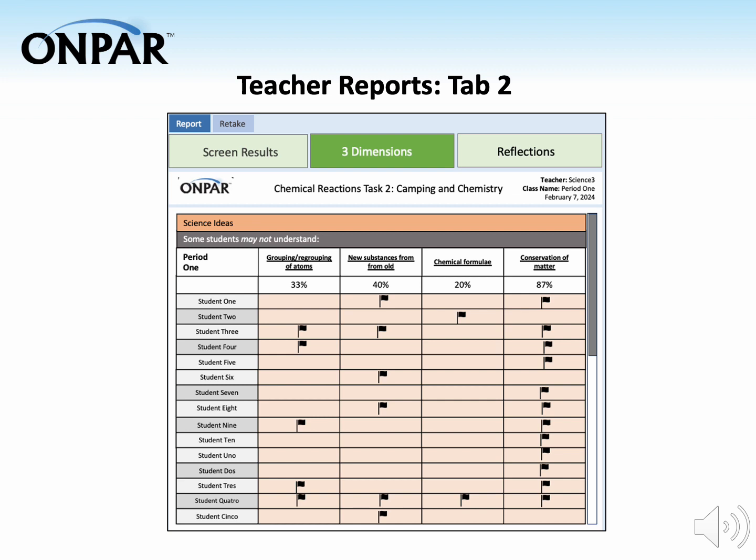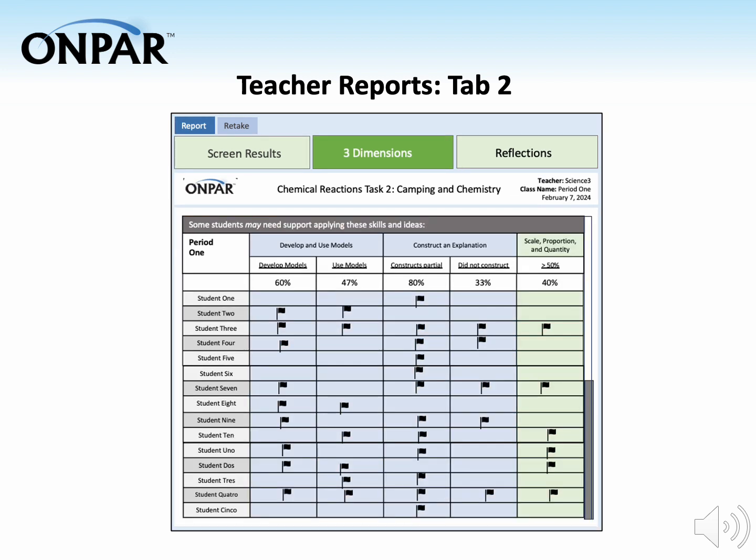The next tab of the teacher report looks at the 3 dimensions. So you can see here, these orange are the scientific ideas, our DCIs. And again, at a quick glance, we're struggling with the law of conservation of matter, but chemical formulas are doing really great. Then here you see the practices and cross-cutting concepts.